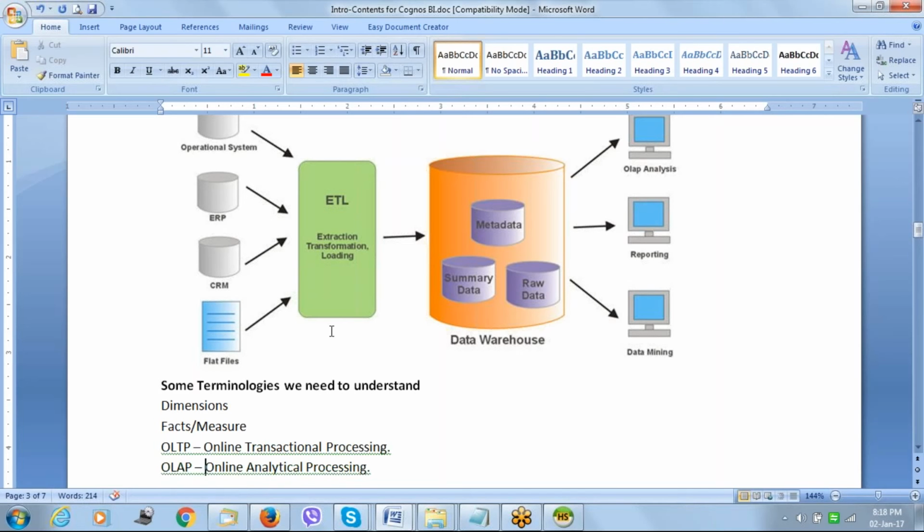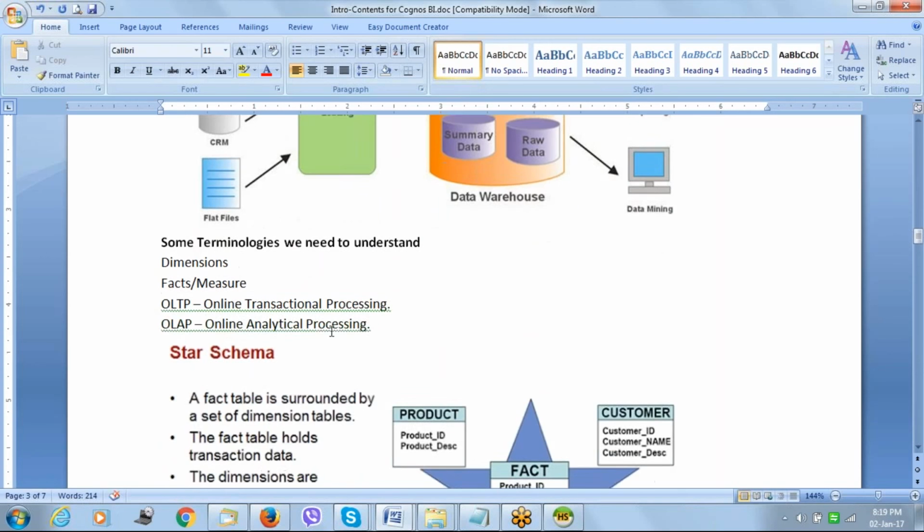In OLAP, we will use the existing data, retrieve it, analyze it, and come to a conclusion or a decision. So that is the idea of OLAP. There is a difference between OLTP and OLAP. If you search online for the difference between OLAP and OLTP, a lot of things will come. This is a basic understanding.